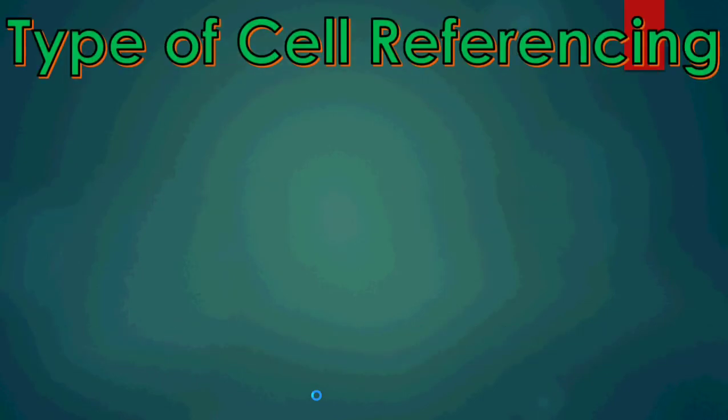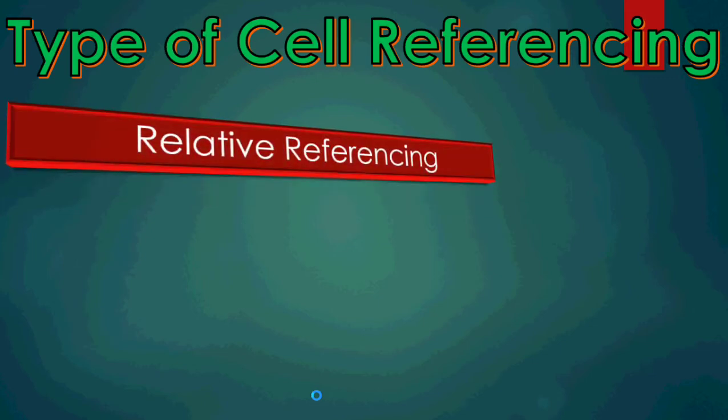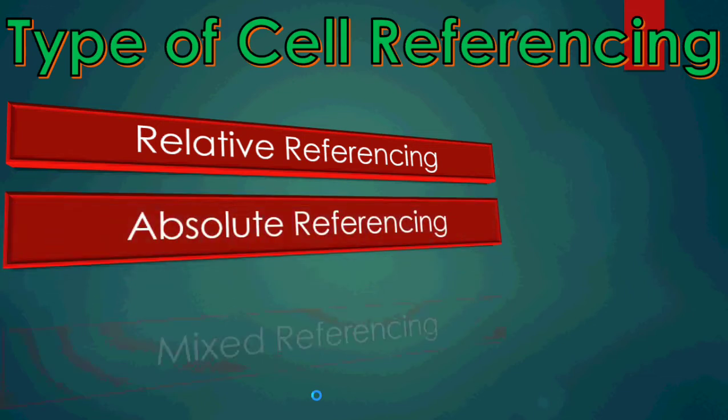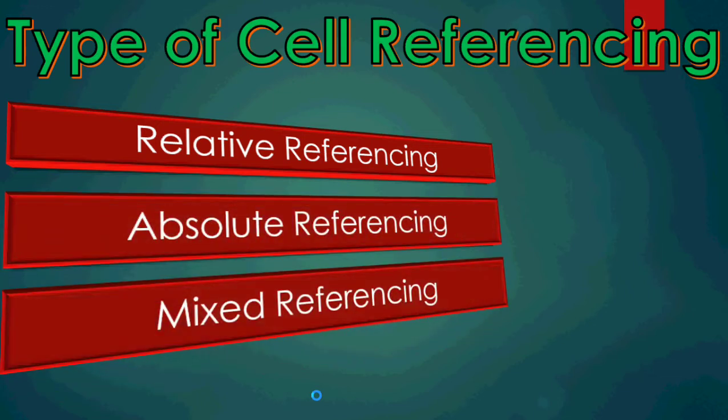Now we will see the different types of cell referencing. There are three types of cell referencing. First is relative cell referencing, second is absolute cell referencing, and third is mixed cell referencing.